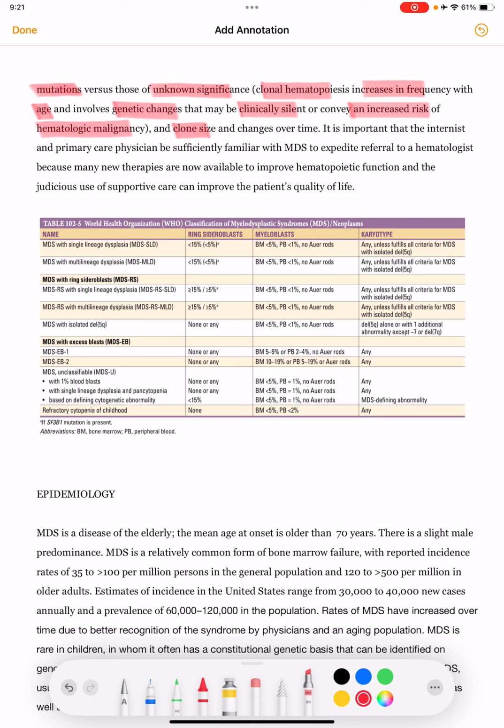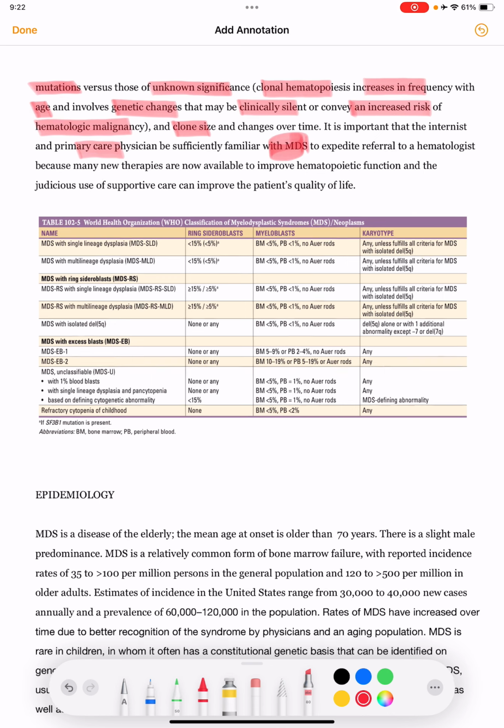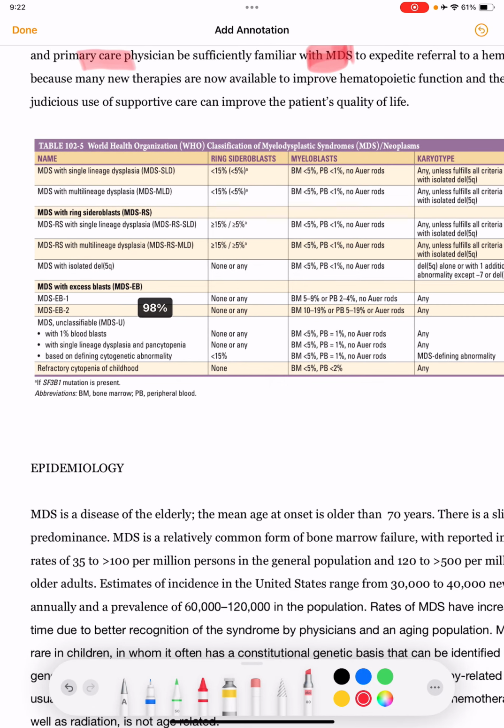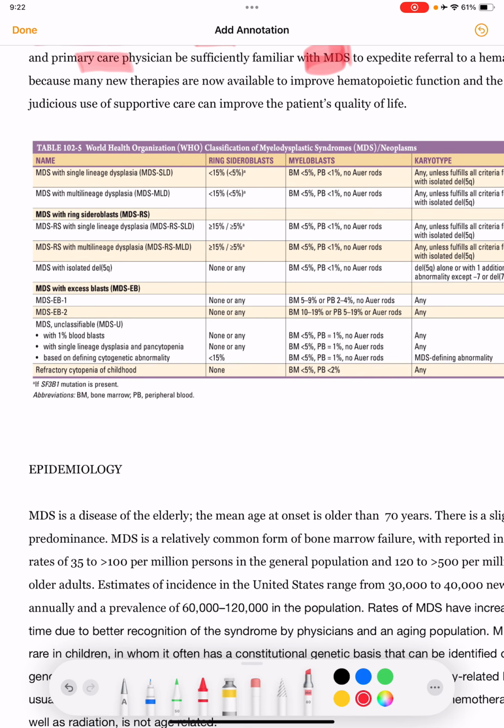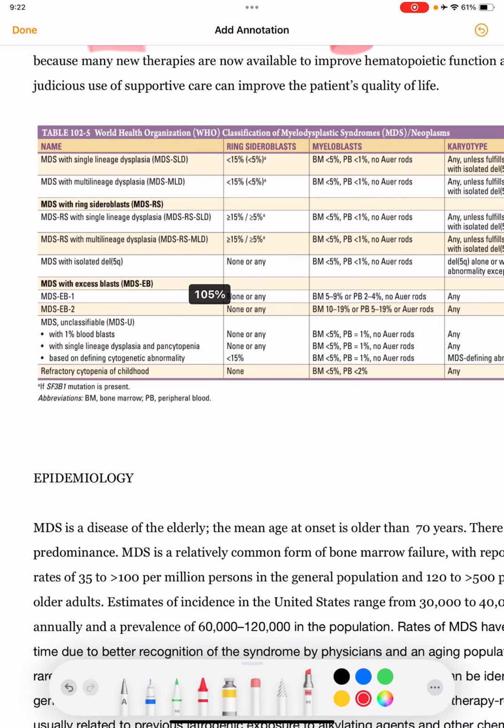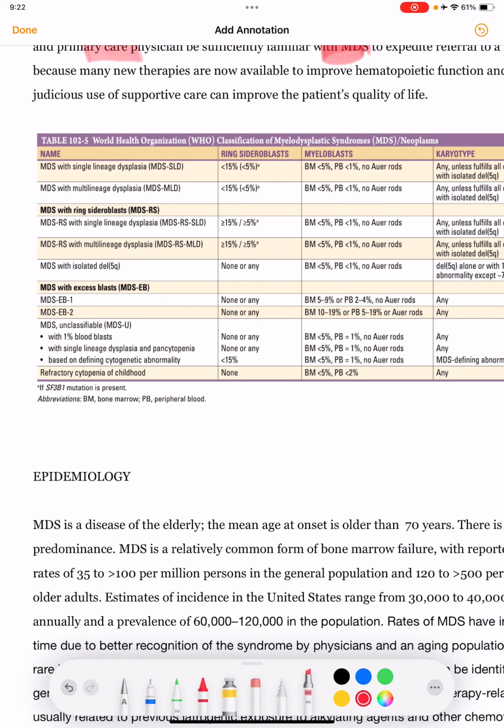It is important that the internist and primary care physician be sufficiently familiar with MDS to expedite referral to a hematologist. And then this is the WHO classification of myelodysplastic syndrome or neoplasia. Here we have myelodysplastic syndrome with single lineage dysplasia, only single lineage, and then we have MDS with multi-lineage dysplasia.